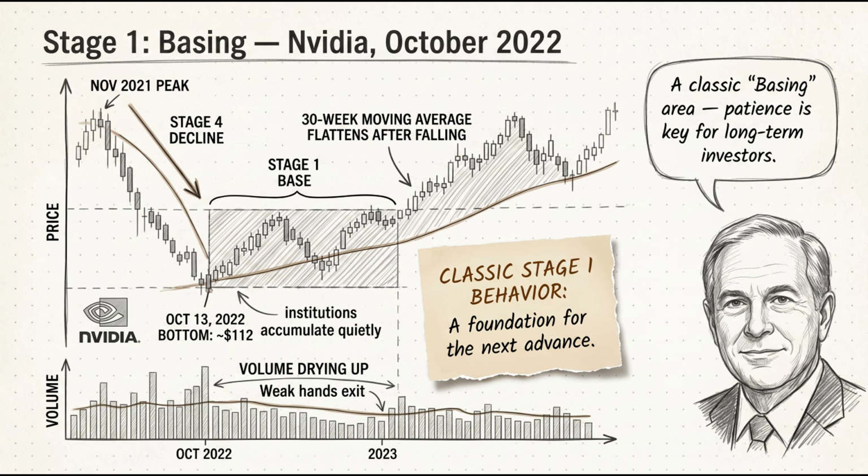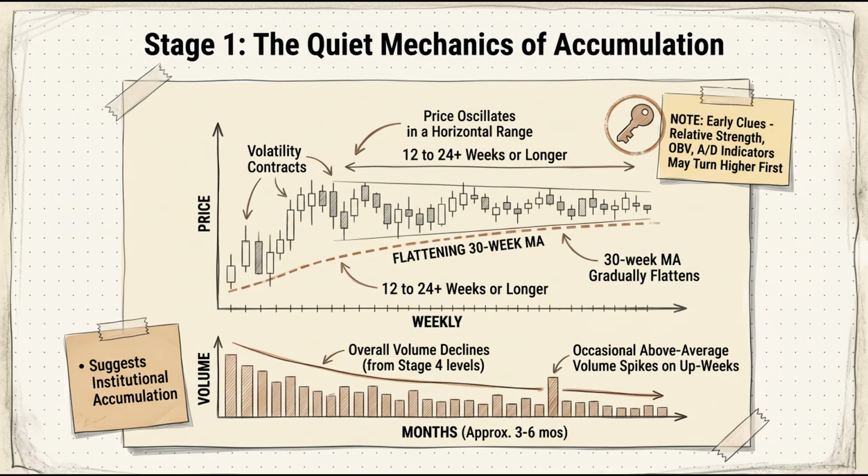The base took nearly 5 months to form, and it is vital to remember that patience is required because nothing dramatic happens yet. In Stage 1, volatility contracts. Price oscillates in a horizontal range, often for 12 to 24 weeks or longer. The 30-week moving average gradually flattens as the downward momentum dissipates.